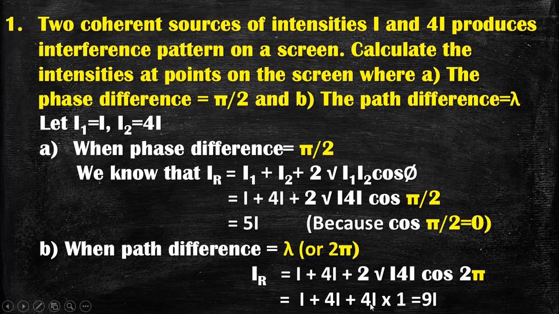2I multiplied by 2 equal to 4I into 1, because cos 2 pi value is 1. So if you add all these, then you get 9I. This is the answer for B question. In this way, you have to solve the problem.